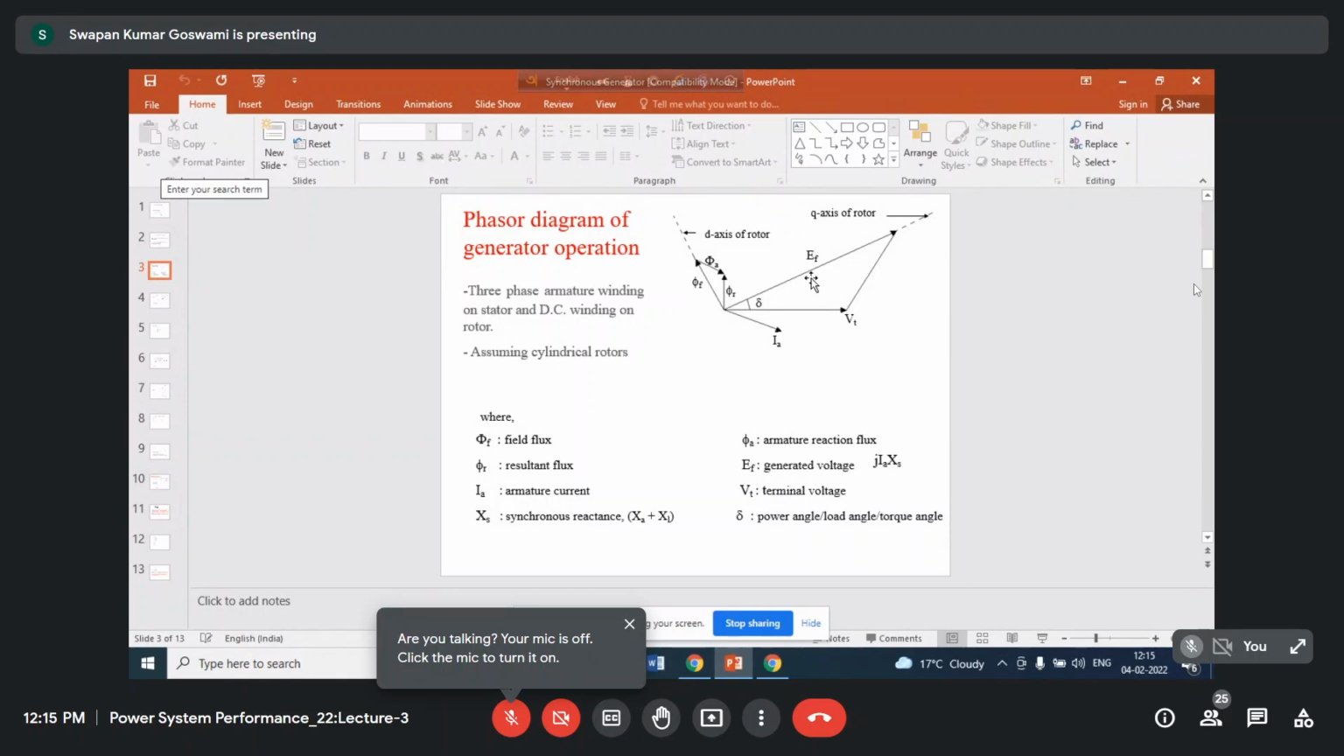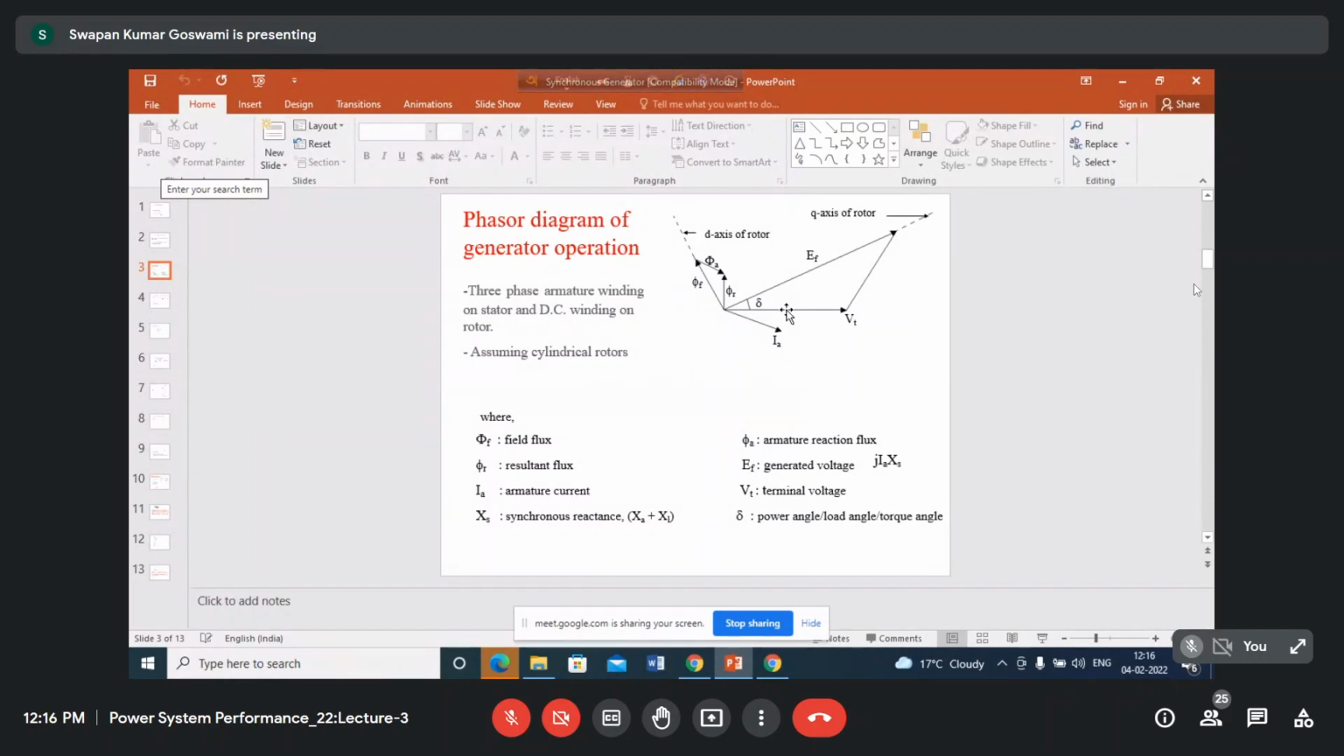So if you can rotate EF, that means if you can rotate the generator at a speed higher than synchronous, then obviously with respect to this phasor, EF will be rotating at a faster speed. As a result, delta will vary. So obviously, for this, what you have to do? You have to accelerate the generator. That means you have to increase the opening of the steam valve.